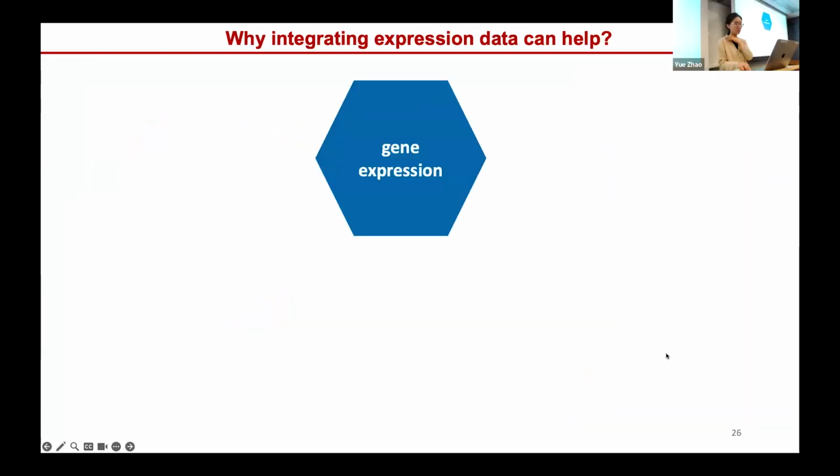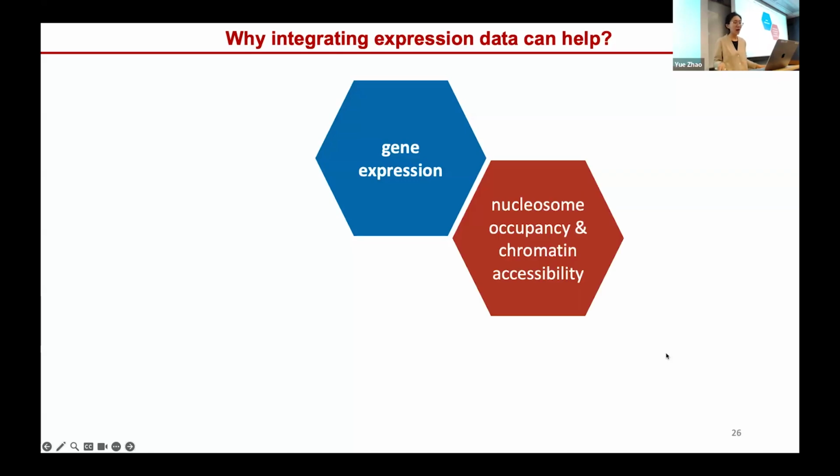So let's go back to the question. Why can integrating the gene expression data help with the CRISPR screen selection results? The motivation of our study is the observation that the number of selected genes in CRISPR screen tends to increase with increasing gene expression. This could potentially be explained by the positive association between gene expression and chromatin accessibility.